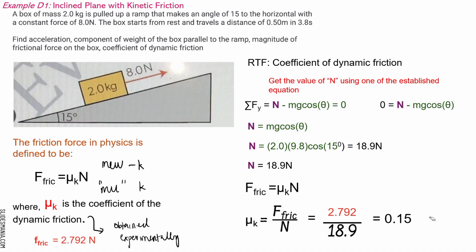So notice how the problem builds up to the final one. We need to solve the problem chronologically. From the acceleration, we found the component of the weight of the box parallel to the ramp, the magnitude of the frictional force on the box, and the coefficient of dynamic friction. Most problems in Newton's laws of motion are solved chronologically: you need one particular quantity in order to move on to solve for the other quantities. So this is how we solve this particular problem. Example D1, inclined plane with kinetic friction.